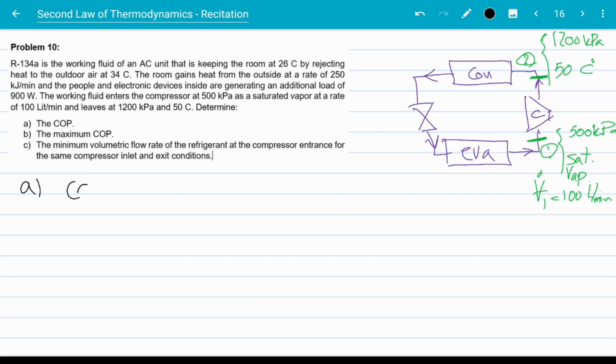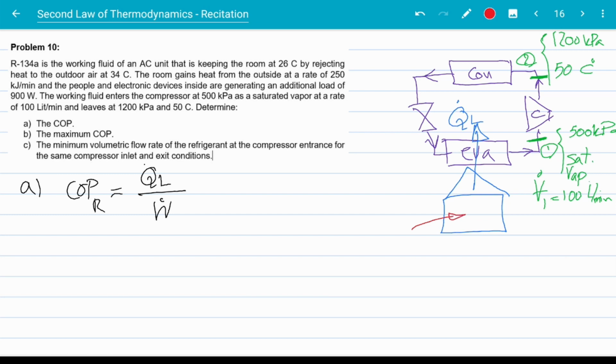So for part A, COP of a refrigerator is Q dot L over W dot, right? Now, what is Q dot L? Q dot L is the amount of heat that the AC unit is absorbing in the evaporator, right? So this is Q dot L. Now, the evaporator is actually the house that we are talking about. Now, this house is gaining heat at a rate of 250 kilojoules per minute from the outside, and it's also generating 900 watts from the people and everything inside.